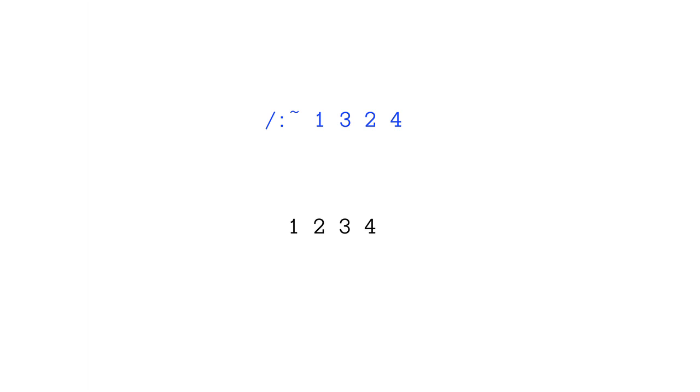Okay? So the thing that's kind of funny is that when you have this right here, the tilde on that is basically saying: take this right-hand argument, apply the grade up to it, put that result on the left-hand side, and then use it as a dyad. Has your mind exploded yet?